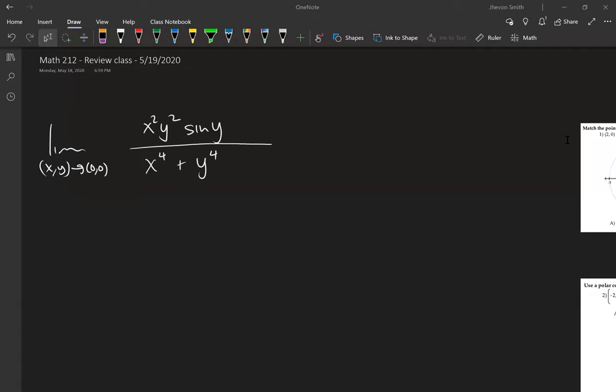So this was a problem that I think I did in one or two of my classes, I don't even remember. But it threw a lot of people for a loop for a while. How would we do that limit? Does it exist? Does it not exist? If it exists, what is the answer?